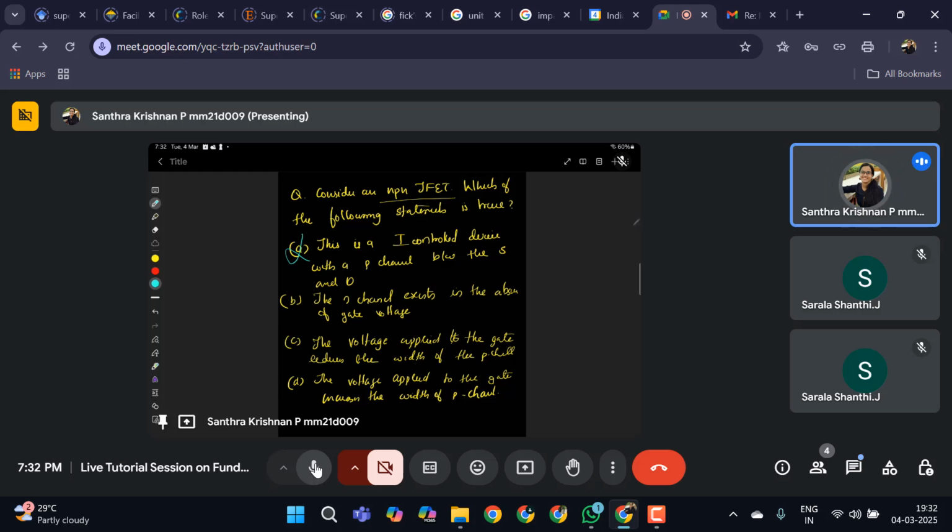The N channel exists in the absence of gate voltage. The voltage applied to the gate reduces the width of each channel. Voltage applied to the gate increases the width of each channel. So these three things are there. So out of this, which is true? When a voltage is applied to the gate, what happens to the width of each channel? Will it actually have an effect, or will it remain the same, or will this just get pinched off? So in that case, which of these options is true?